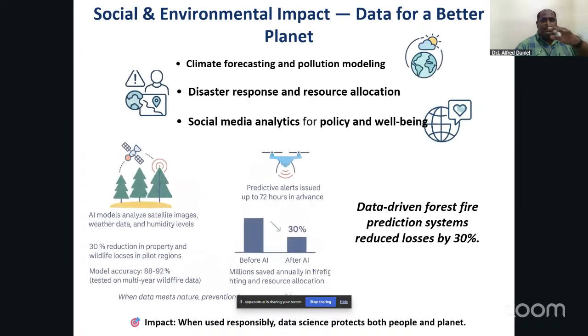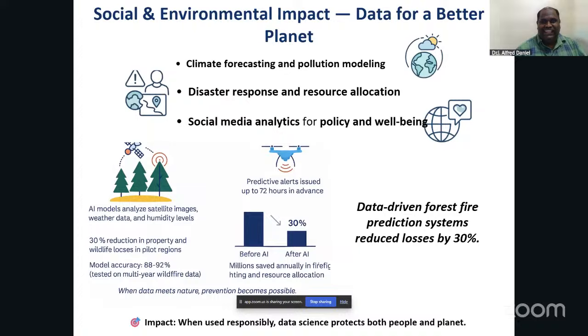So the last part is important, the social and environmental impact, where data makes for a better planet. Yes, I already told you we are talking about climate change, we are talking about disaster response, and we are in the mix of social media, and all this has to be taken care of. So you should have a separate data-driven framework in order to take care of all these frameworks.